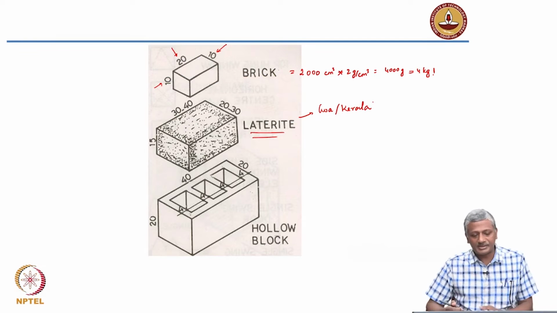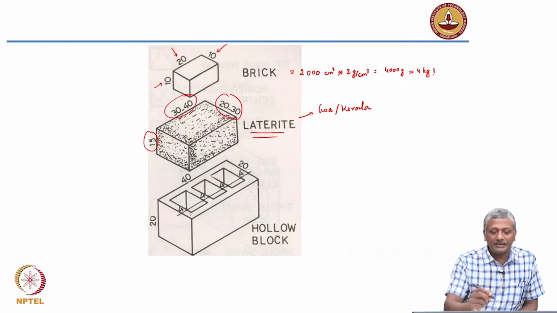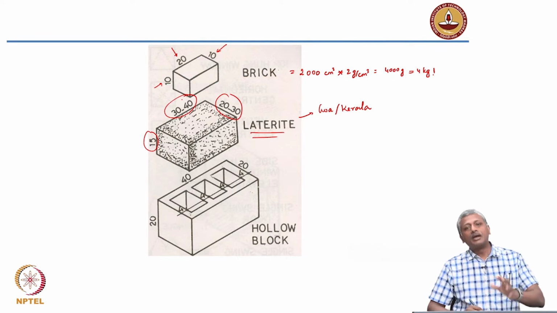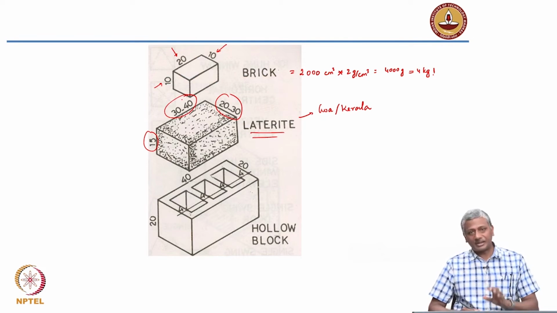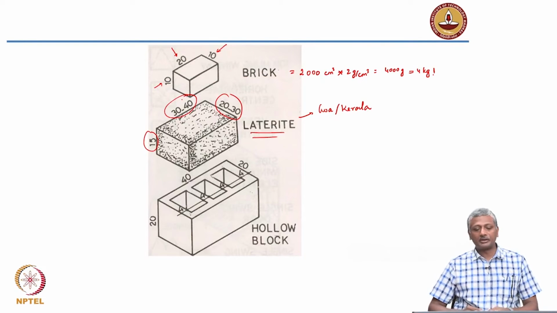The typical block size is nearly double of the brick. You have 15 centimeters, the thickness is 15 centimeters, width is about 20 to 30 centimeters and the length is about 30 to 40 centimeters. So, approximately double the size of a brick, not exactly double, but each dimension is nearly double that of a brick. Most stone blocks would be in this kind of a size.